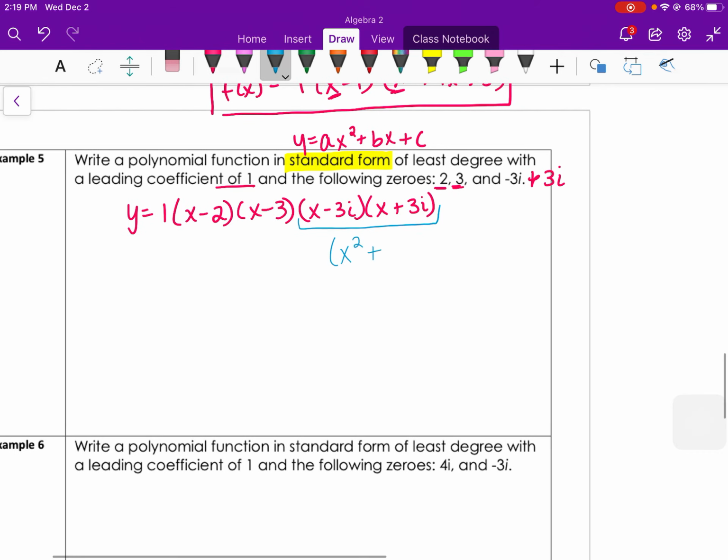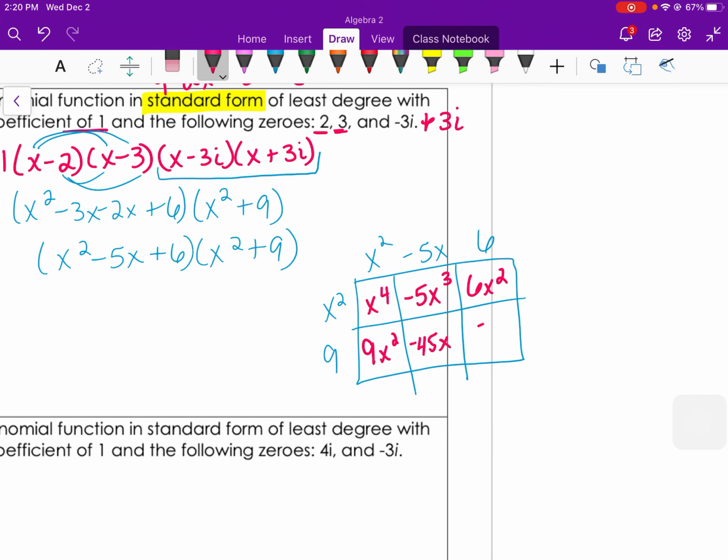and then multiply that out, and you can use the distributive property again, or use the box method to help keep your work organized. Take x squared minus 5x plus 6 and x squared and 9. So x squared times x squared is x to the 4th. x squared times negative 5x is negative 5x cubed. x squared times 6 is 6x squared. 9 times x squared is 9x squared. 9 times negative 5x is negative 45x. And 9 times 6 is 54.